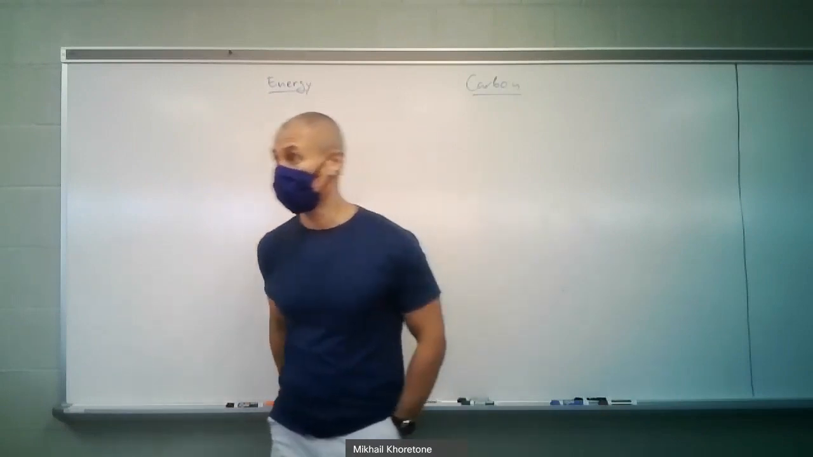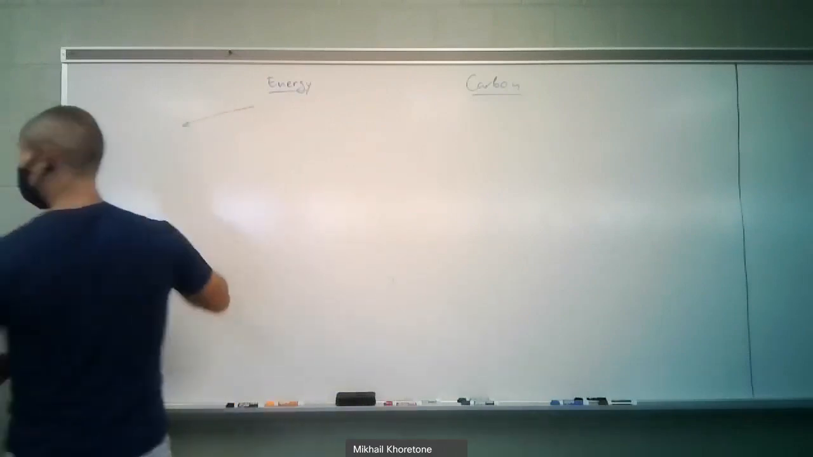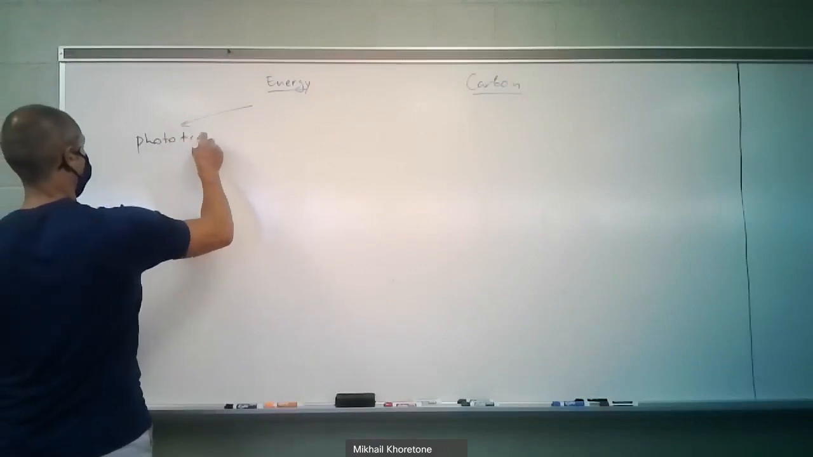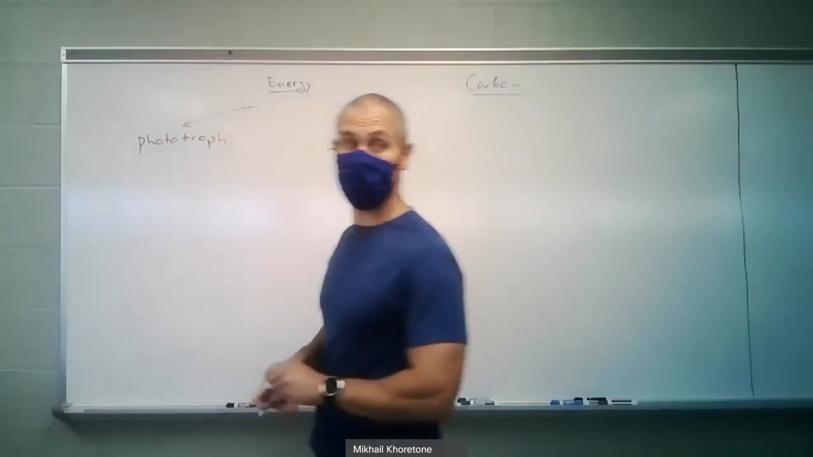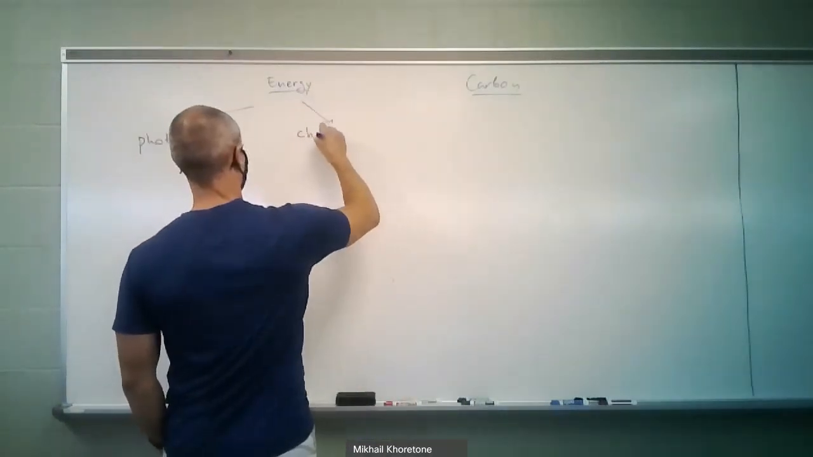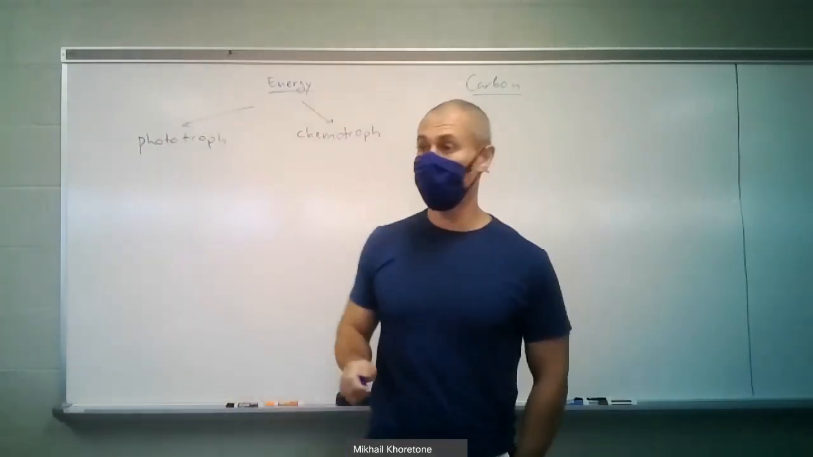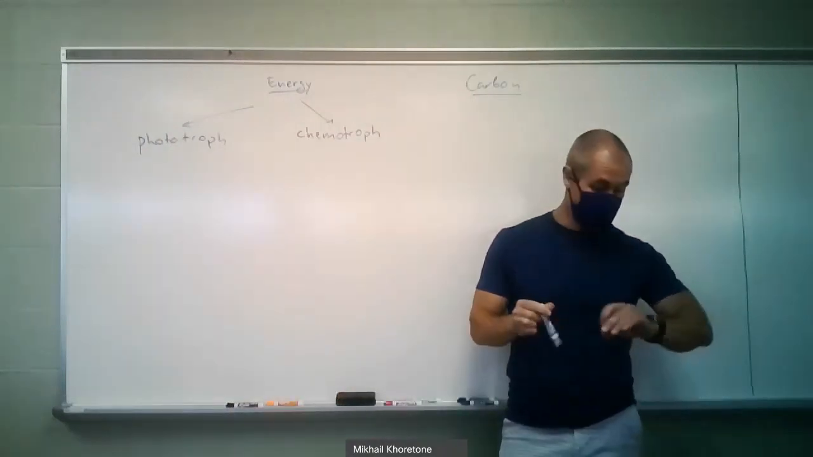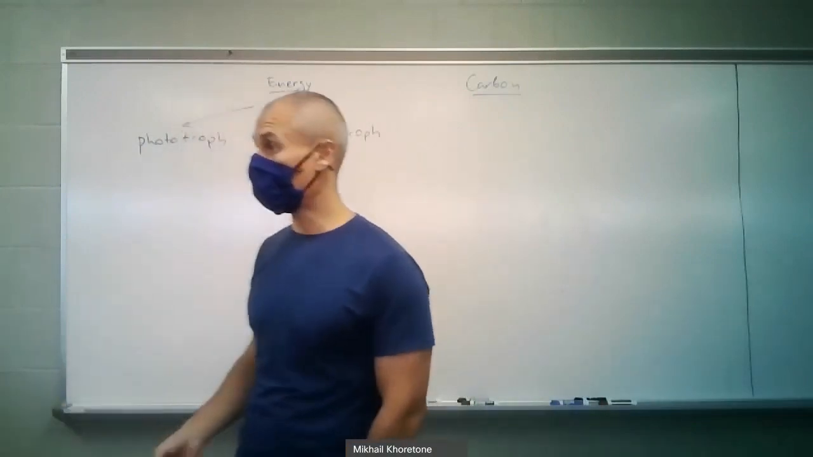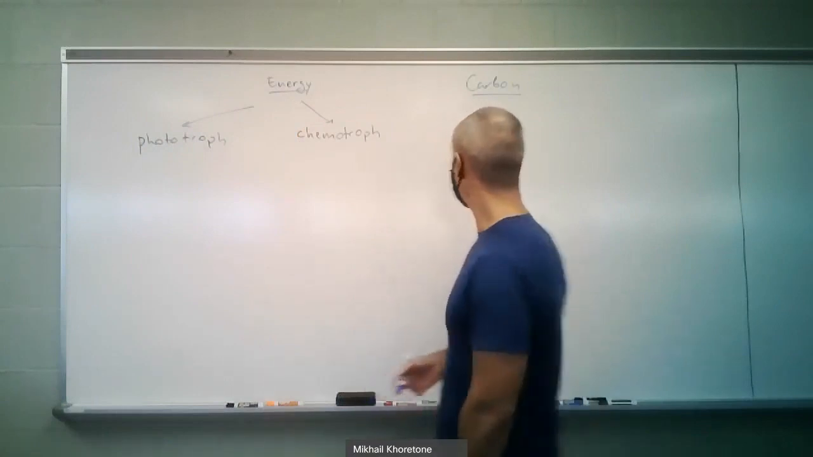Now, where can you take energy from? You can take it from the sun. In this case, you are called phototroph. Or you can take it from a chemical source. In this case, you're called chemotroph. An example of a chemotroph would be a garden variety of bacteria, and an example of a phototroph would be photosynthetic microorganisms such as cyanobacteria or microscopic algae.